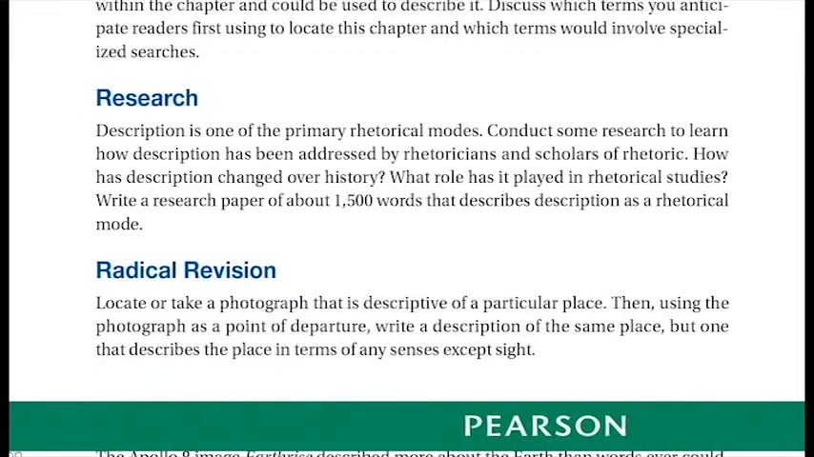This assignment doesn't ask students to write a description per se. Rather, it asks students to learn more about the importance of description in rhetoric and writing. I suppose that I designed this assignment this way because, as the chapter shows, description has played a central role in how we teach rhetoric.